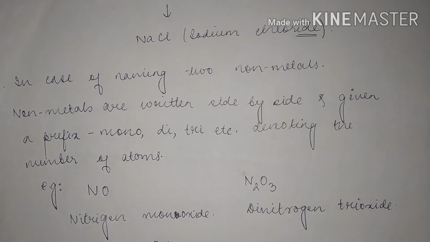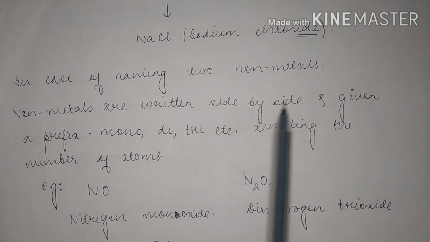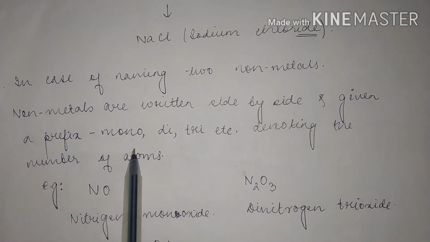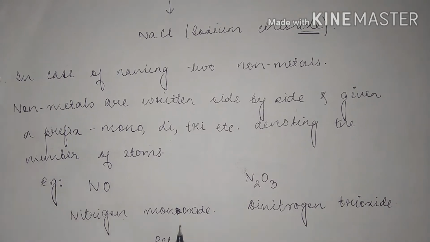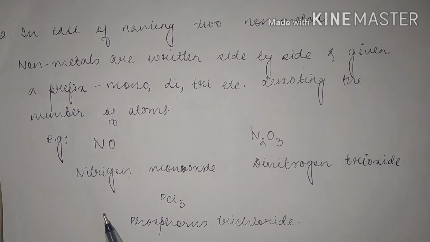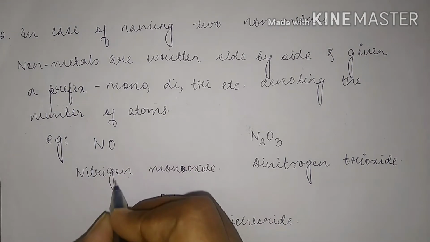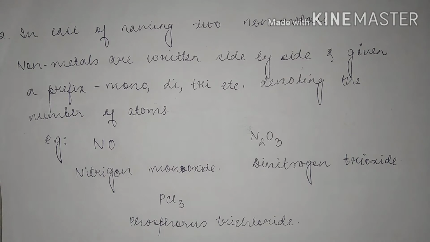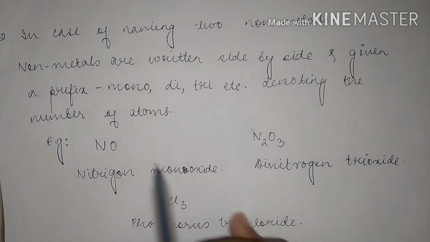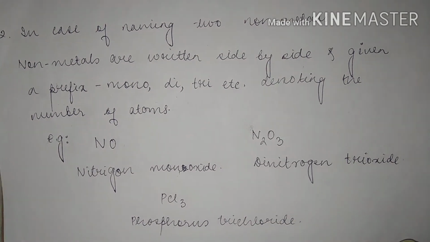So what we have to do is, the non-metals are written side by side and given a prefix mono, di, tri, etc., denoting the number of the atoms of a particular element. That is, here we have nitrogen monoxide. Here nitrogen, only one atom of nitrogen, and mono means one. Monoxide, oxygen is 1, so it's monoxide.